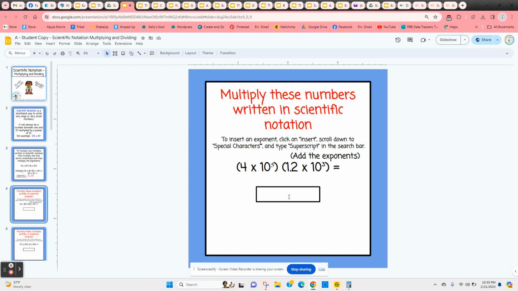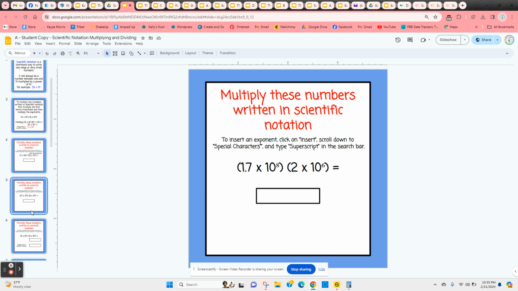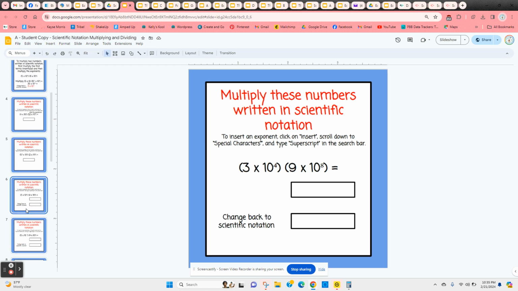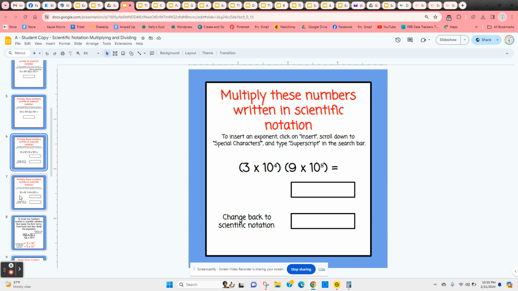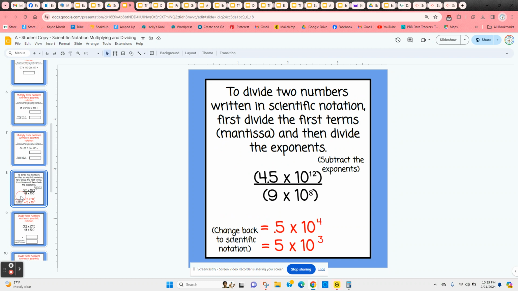Now students are going to do each one of these on the next few slides. Again, multiply the mantissa and multiply the exponents. They're just going to type in the answer. So they've got several to do here. Here they're going to multiply and then change it back to scientific notation. Now we have a negative number here, so negative 7 plus 9, that would give them 10 to the second power. And then we go on to division.